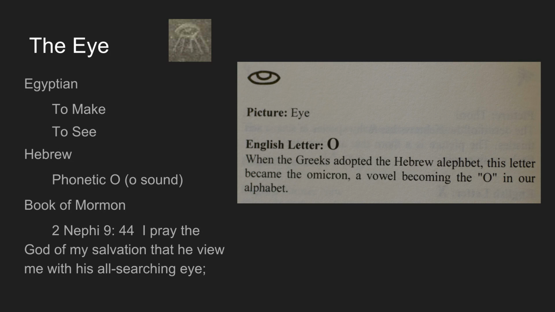Now, another symbol that is common is the eye. As I've said before, in Egyptian, it means to make or to see. In Hebrew, it could become a phonetic O sound. However, once again, I was driving in the car, listening to the Book of Mormon, this time in 2 Nephi chapter 9, where Jacob is talking, and he says, I pray the God of my salvation that he view me with his all-searching eye. It kind of hit me when I heard that verse, and I believe that the eye references the all-searching eye.